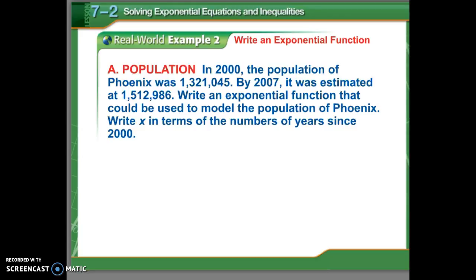Alright, example 2, we're looking at a real-world example on population, and we're going to need to write an exponential function in order to solve this problem. So it says in 2000 the population of Phoenix was 1,321,045. By 2007 it was estimated at 1,512,986 people. Write an exponential function that could be used to model the population of Phoenix. Write x in terms of the number of years since 2000.